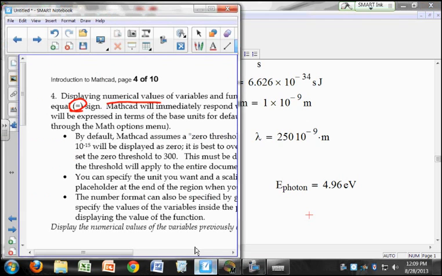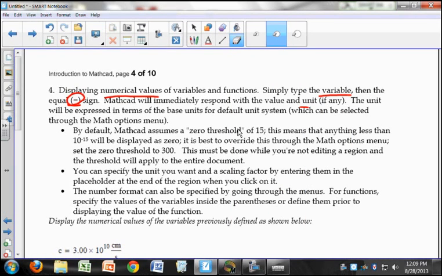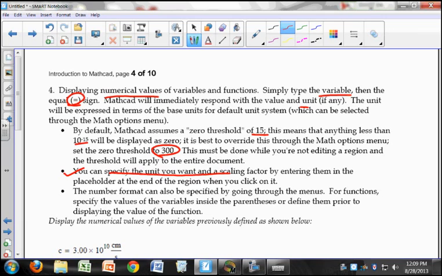Alright, so what else do we need to do? By default, it assumes a threshold of 10 to the negative 15 for 0. So let's set that to 300 to make it display smaller numbers correctly. And like I said, you can specify the unit, and you can also specify a scaling factor by entering them in the placeholder. The number format, you can specify by going through the menus.